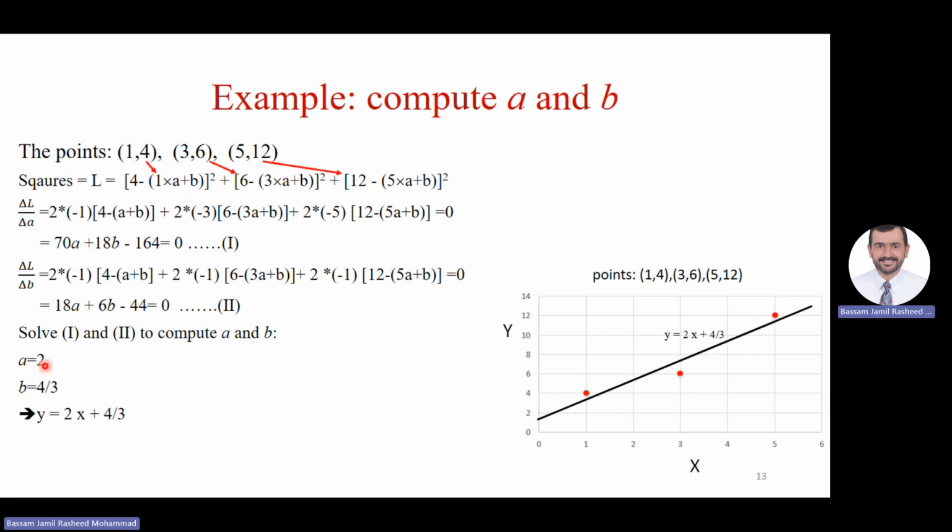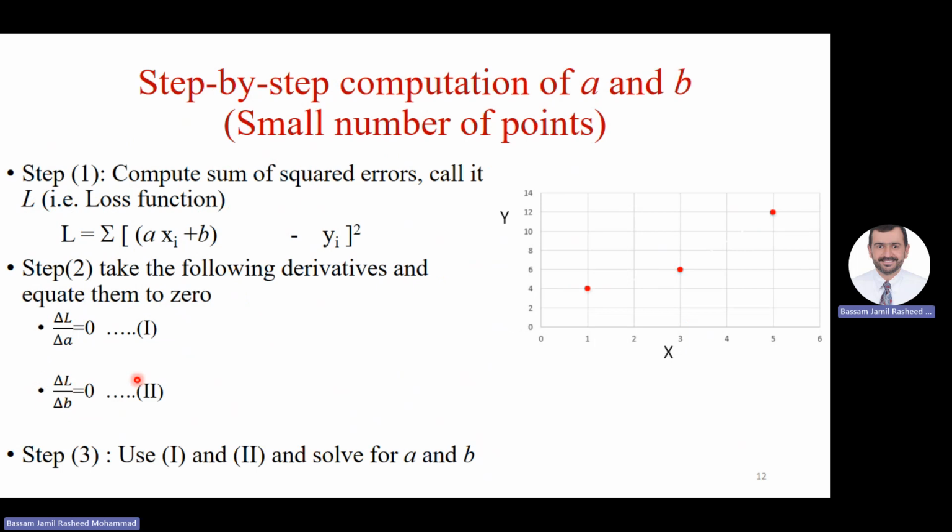So solving for a and b: a equals 2, b equals 4 over 3, and this becomes my linear model. y equals a, which is 2, times x, plus b, the intercept, 4 over 3. This is exactly the black line that you see right here, and this is actually the best fitting line. We did all of that using these steps, the step-by-step computation, if you have small numbers and you want to go through the process and convince yourself we are doing the right thing.